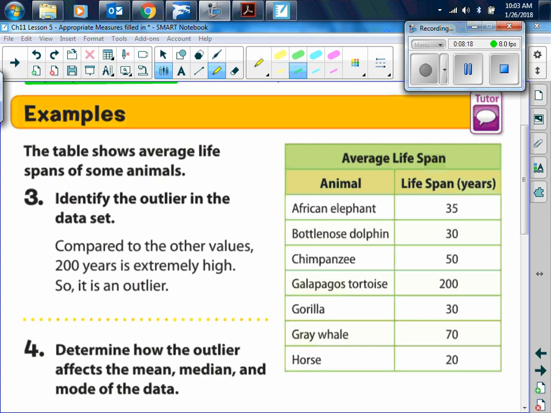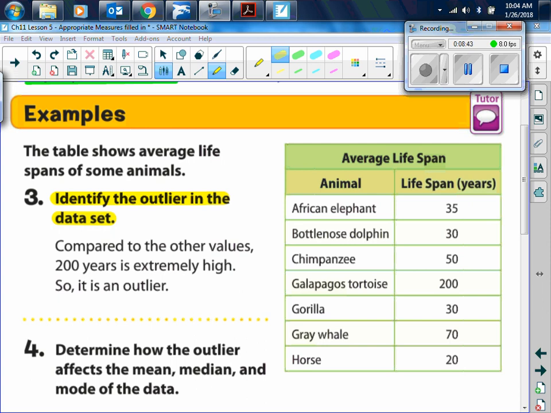All right. So for the next example, it says the table shows average lifespans of some animals. The first thing we want to do is identify the outlier in the data set. That's our step 1. Identify the outlier in the data set. That's step 1. Make sure you write that down.